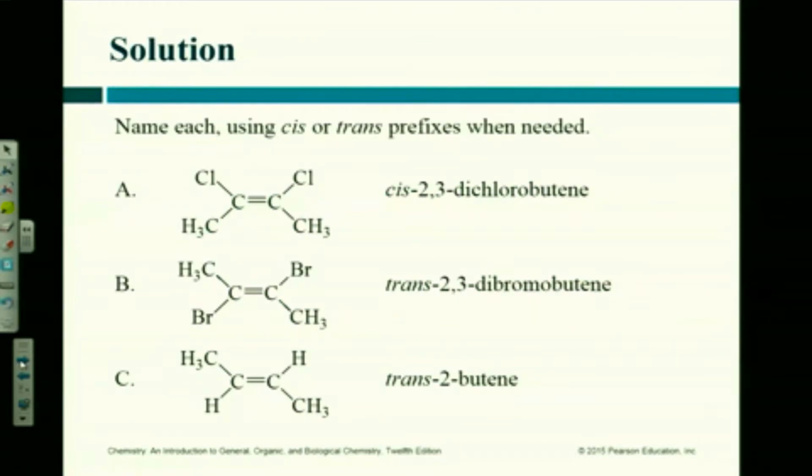Trans-2-butene. Trans-2-butene. So the 2 is the position of the double bond. That's why I think these right here should have a 2 right here. I don't agree necessarily with what they have here. Because if you're going to say that this is 2-butene, then these are also 2-butene, aren't they? Yeah. So I think there should be a 2 in here as well.